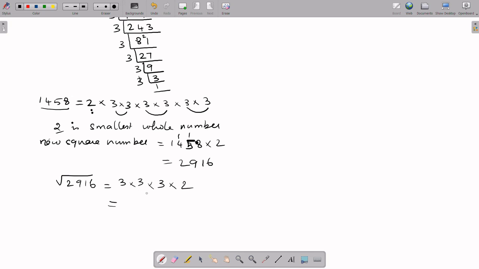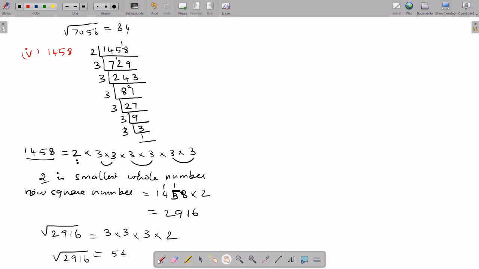3 3s are 9. 9 2s are 18. 18 into 3 is 54. So the square root of 2916 is equal to 54. So this is the way we have to conclude our answer.